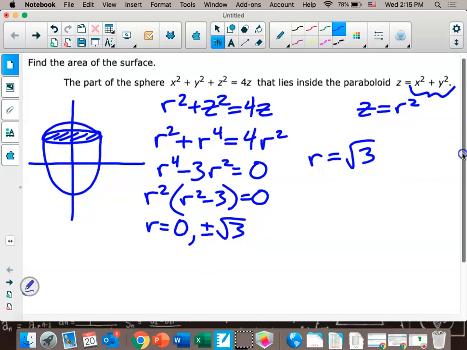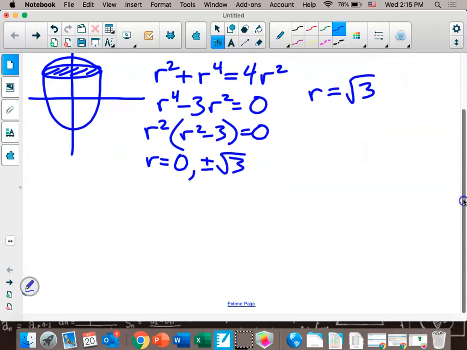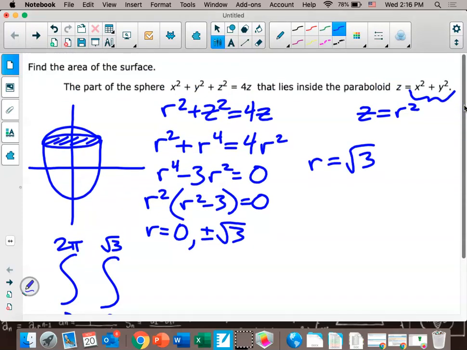Okay, back in section 15.5, you hadn't learned triple integrals yet, so this had to be done with doubles. So theta goes from 0 to 2 pi, r goes from 0 to root 3, and then you would just have top z minus bottom z, right? So for your top z, we have to solve this sphere for z.